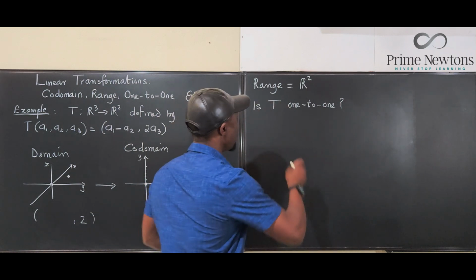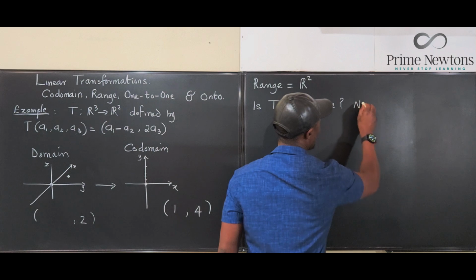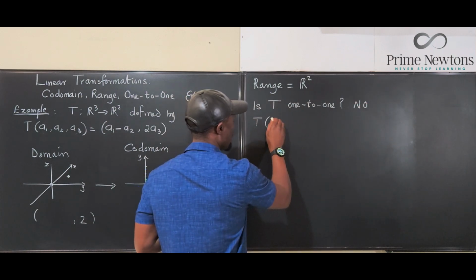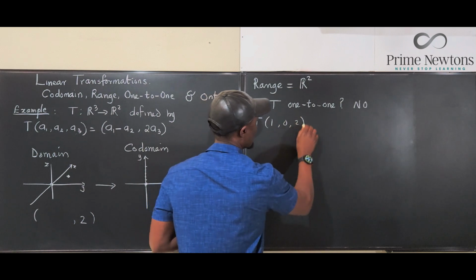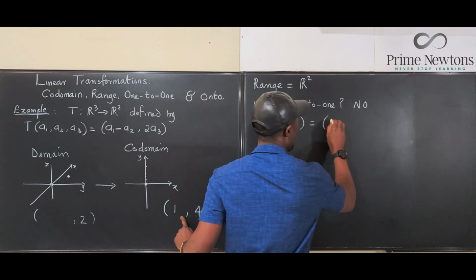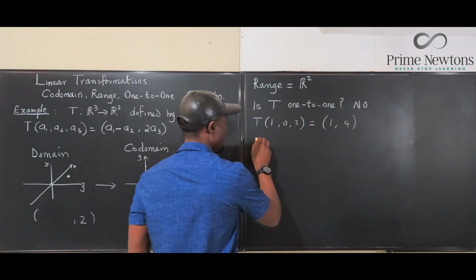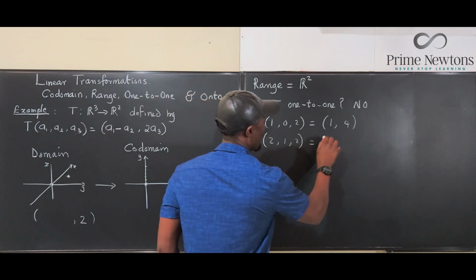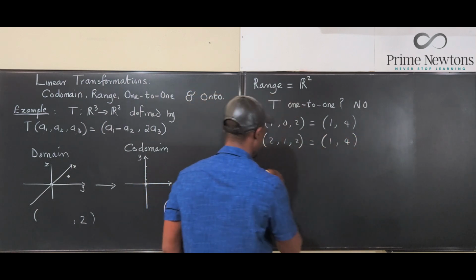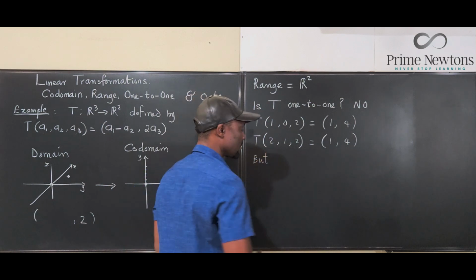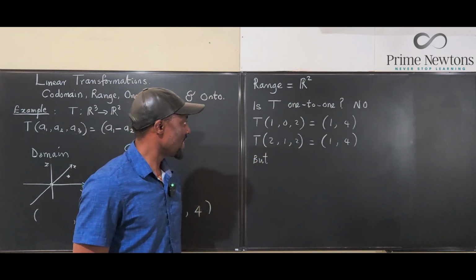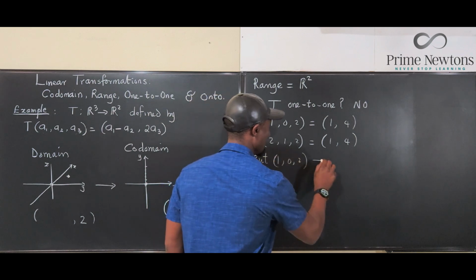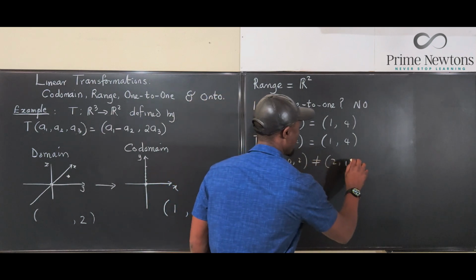Okay? If you want to say, is T one-to-one? The answer is no. Because the linear transformation of 1, 0, 2 equals what I just did, 1, 4. And the linear transformation of 2, 1, 2 equals 1, 4. But 1, 0, 2 is not the same thing as 2, 1, 2.